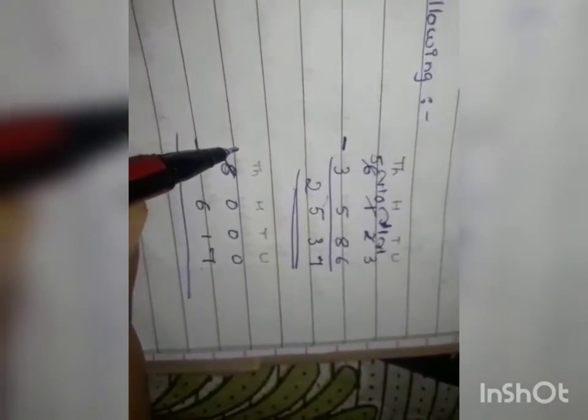So from the 8, what should I do? I have to borrow. I'll take 1 from 8. If I take 1 from 8, what will remain? 7 will remain. So this one I'll bring here, 10. Now here I have 10. From the 10 I can take 1 to the next number, right? So from the 10 I'll take 1 to the next number. So here I got 10. If from the 10 I take 1, what will remain here? Only 9 will remain.